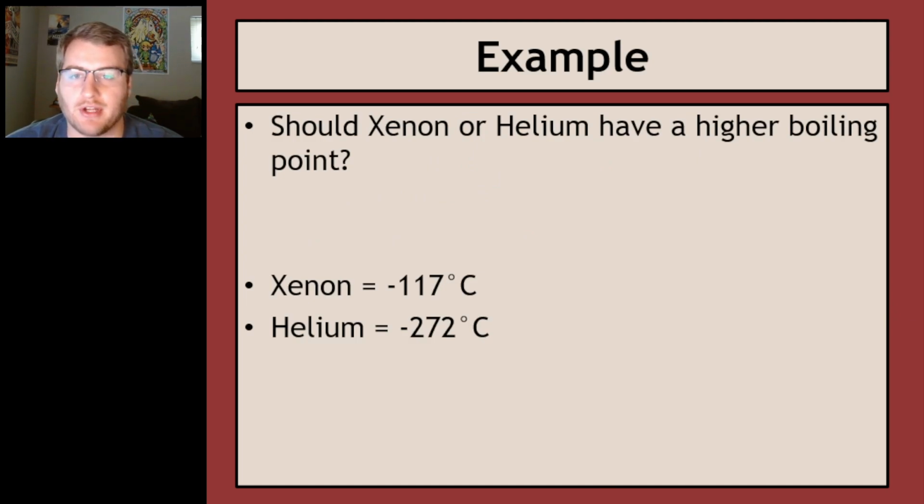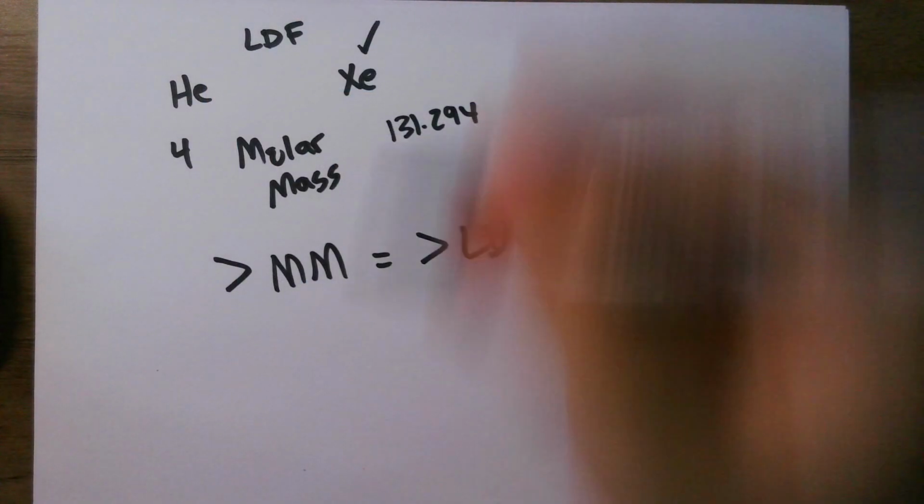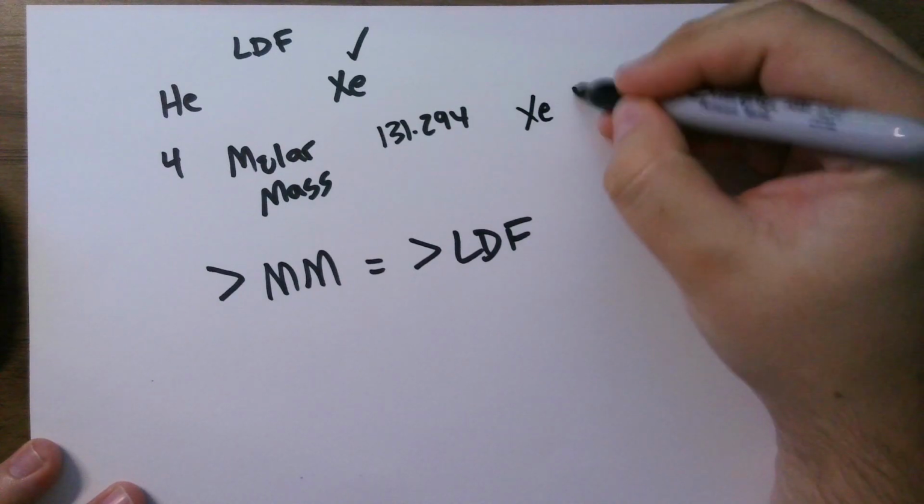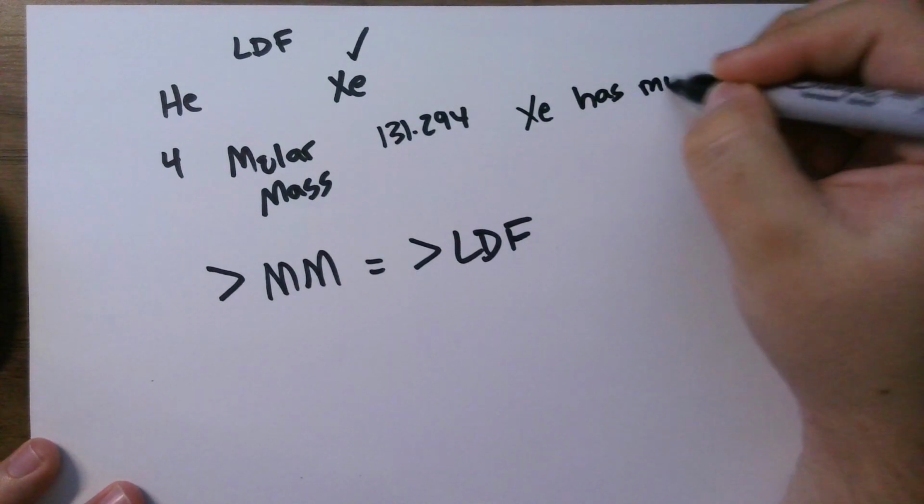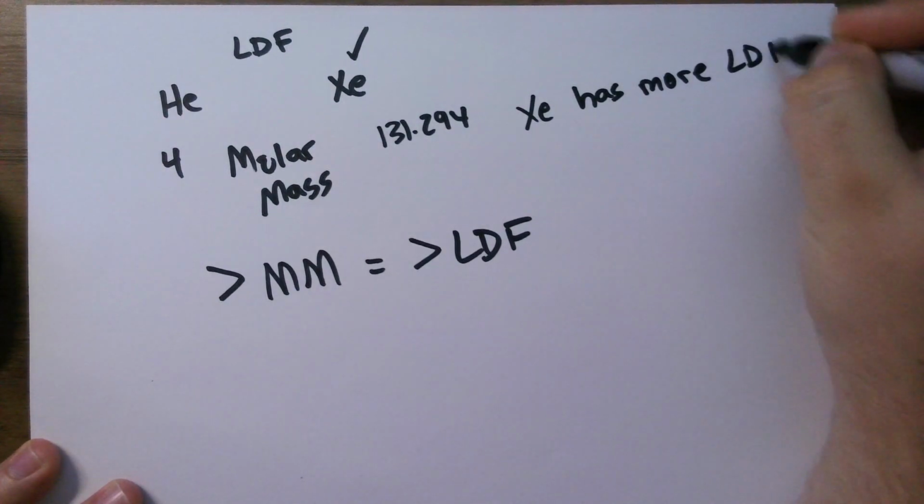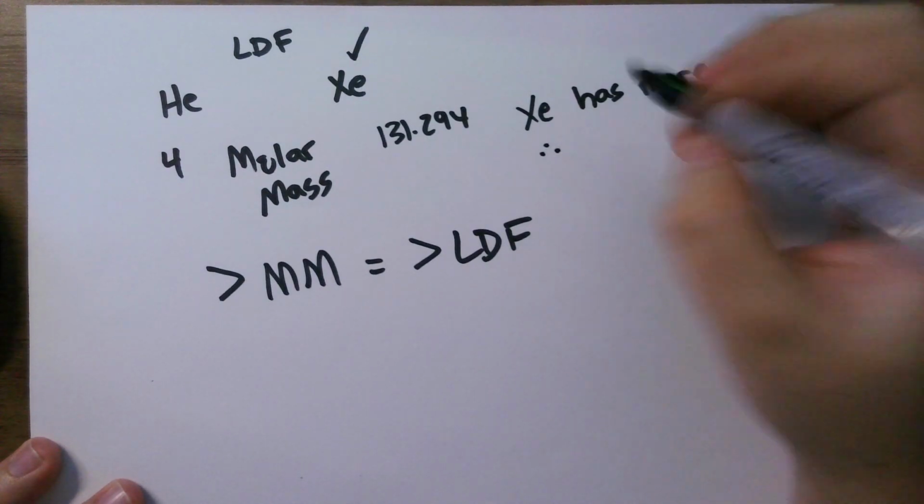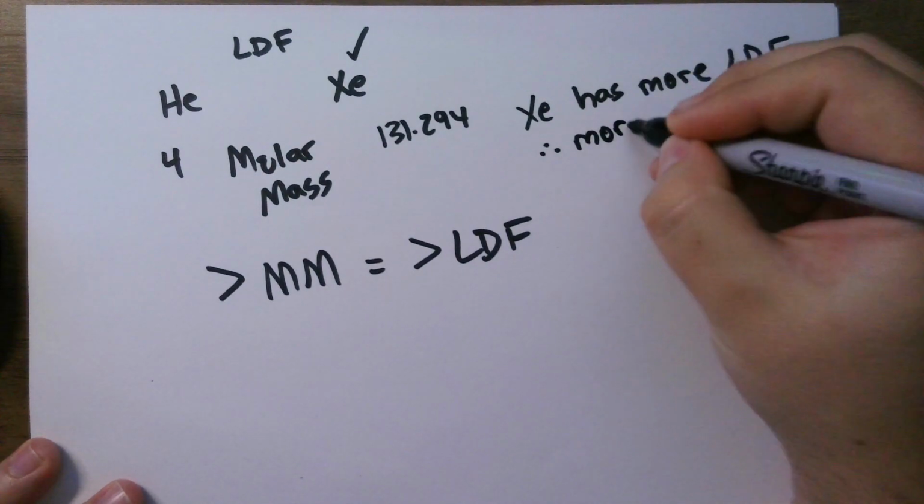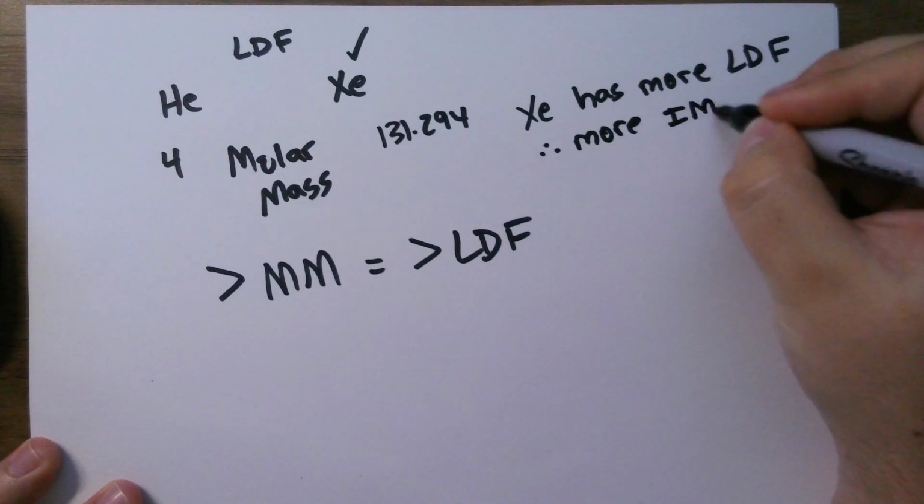Now, the second question is related: should xenon or helium have a higher boiling point? I have the answers down here just to talk about it. But all we need to do is go back here. Xenon has more LDFs. Therefore, it has more intermolecular forces total.